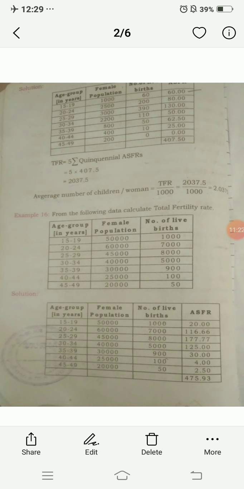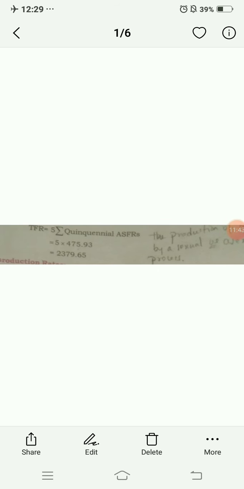Those are the age specific fertility rates for ages 35 to 39. For 40 to 44 you get 4.00, and for 45 to 49 it is 2.50. Add those values to get the sum of the ASFR. By using the sum of the ASFR, you calculate the total fertility rate per 1000 women by using the formula 5 into summation of quinquennial ASFR, the age specific fertility rate for specific age.